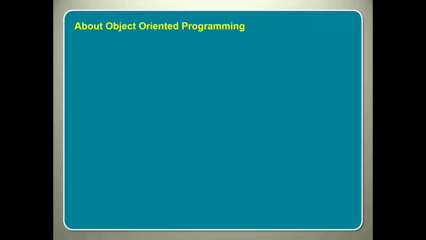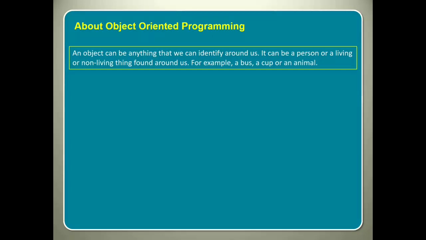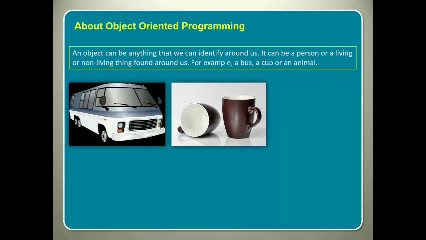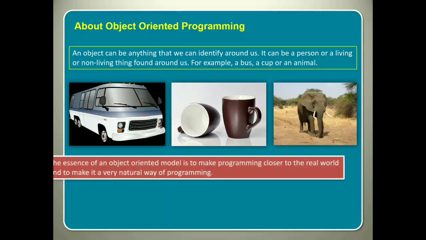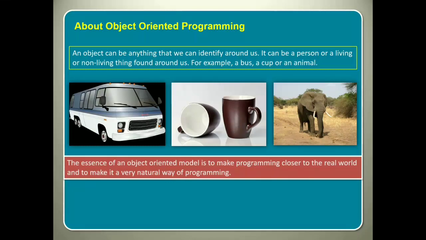Before looking at object-oriented programming, let us first understand what an object is. An object can be anything that we can identify around us. It can be a person or a living or non-living thing found around us. For example, a bus, a cup, or an animal. The essence of an object-oriented model is to make programming closer to the real world and to make it a very natural way of programming.